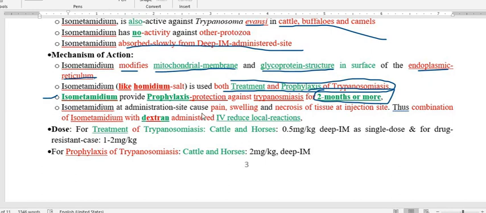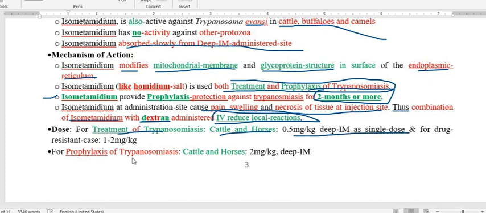Isometamidium has a low margin of safety, and at the site of administration it produces pain, swelling and necrosis of the tissue at the injection site. We administer this drug along with the fluid dextran. So we mix isometamidium with dextran, and the drug has to be administered intravenously.